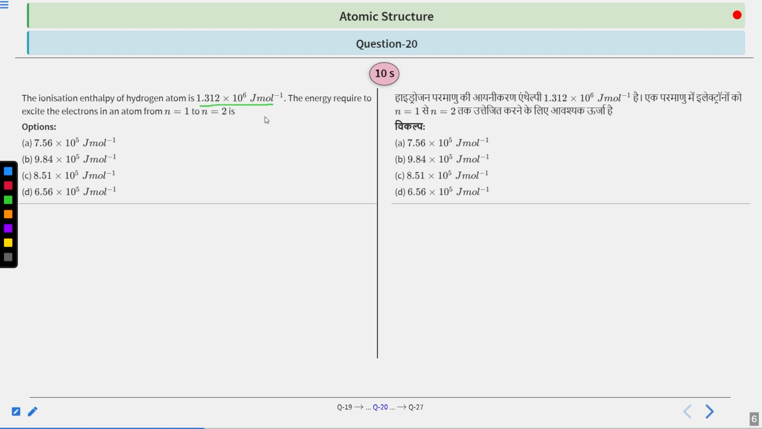The energy required to excite the electron in an atom from n is equal to 1 to n is equal to 2 is, your options are A, 7.56 into 10 to the power 5 joule per mole, B, 9.84 into 10 to the power 5 joule per mole, option C, 8.51 into 10 to the power 5 joule per mole, and option D, 6.56 into 10 to the power 5 joule per mole. Now you have 10 seconds to solve this question. Your time starts now.